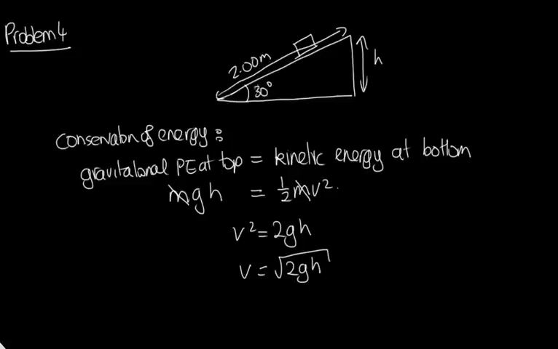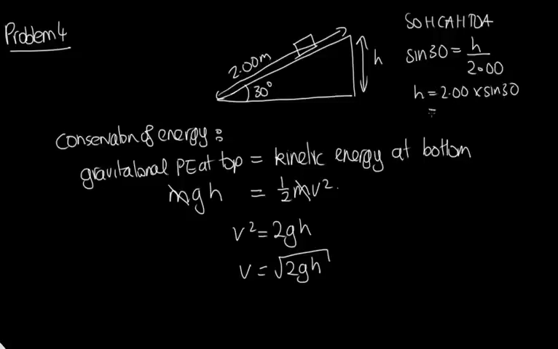We've got the hypotenuse and we've got this angle in here. So according to SOHCAHTOA, we're going to need to use sine of 30 is equal to opposite, which is h, over the hypotenuse, which is 2.00. So this tells us that h is equal to 2.00 times sine 30, which is equal to 1. And so we've got v is equal to the square root of 2 times 9.8 times 1. And solving this on the calculator, we end up with 4.4 meters per second at the bottom of the slope.